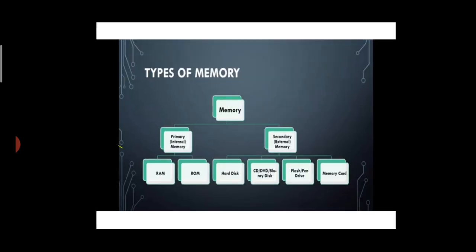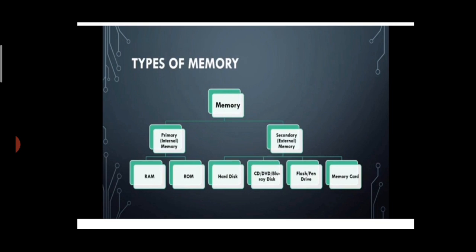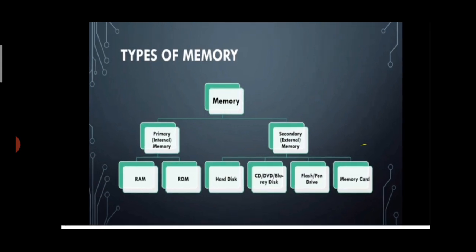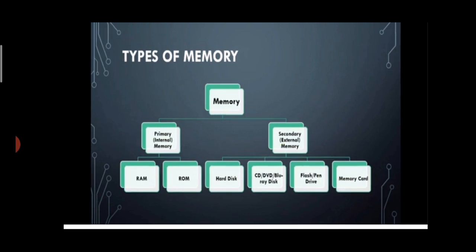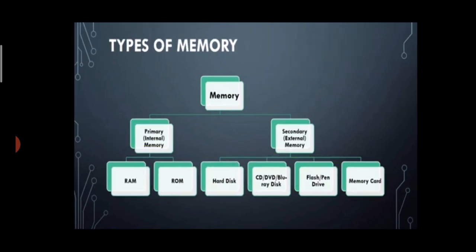Now, children, earlier also we have discussed that there are two types of memory. How many types of memories are there? Two types of memory. First one is a primary memory. Second one is a secondary memory. Primary memory is also known as internal memory, and secondary memory is also known as external memory. Now, RAM and ROM are the two examples of primary memory. RAM means random access memory and ROM means read only memory.